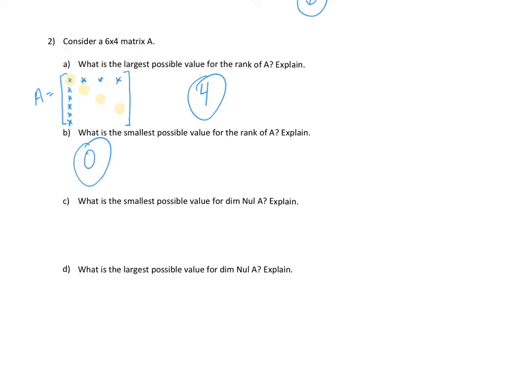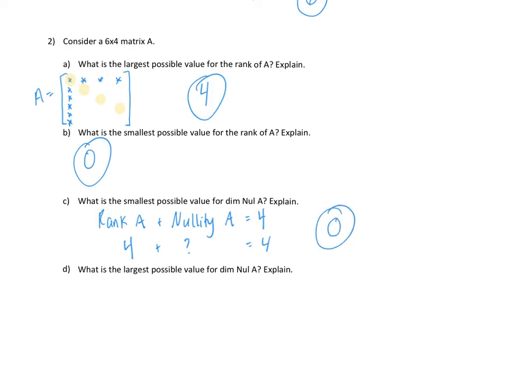The smallest possible value for the dimension of null A. I'm going to write out rank A plus nullity A has to equal, in this case, the number of columns, which is 4. The smallest possible value for the nullity would happen when the rank is the largest possible, which means the smallest possible value for nullity is 0.